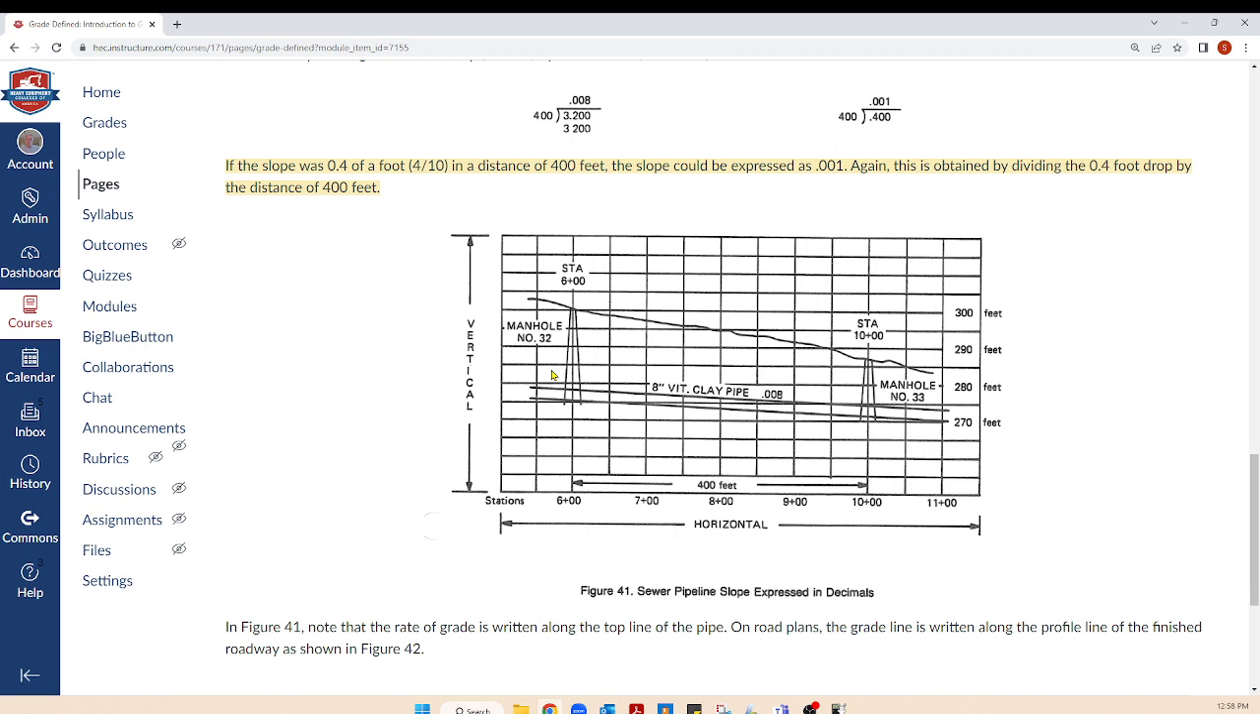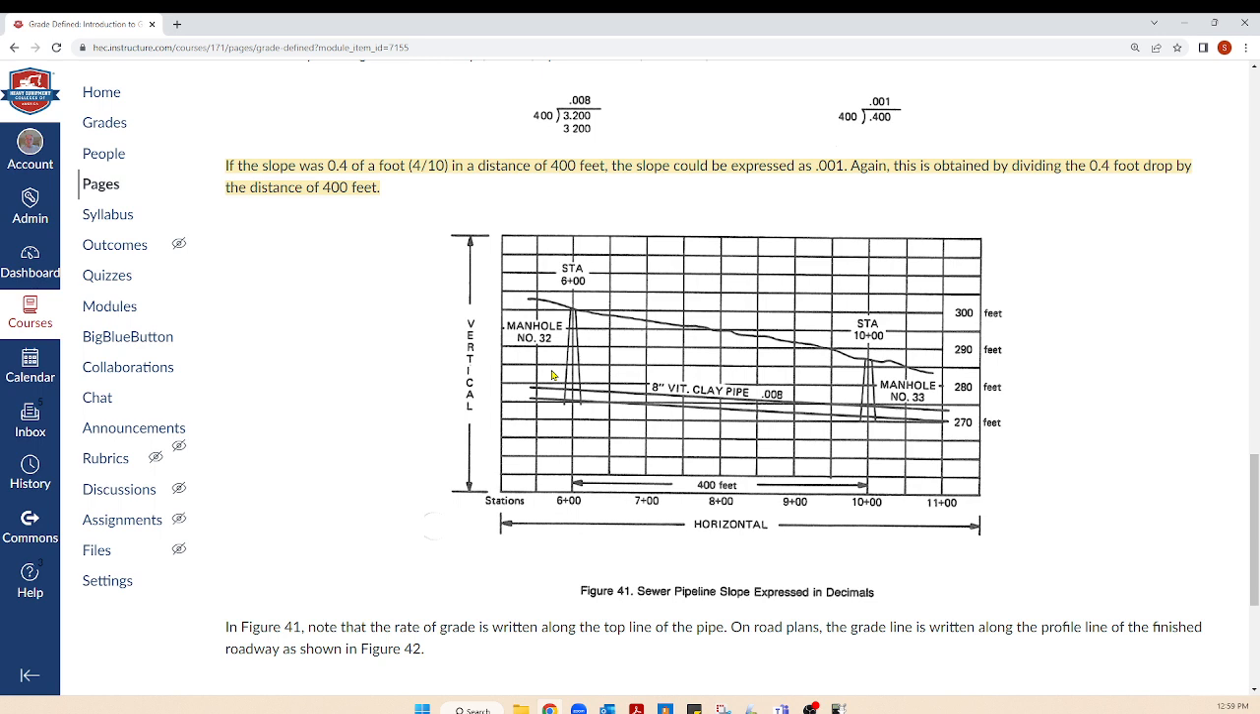If I don't know the percent grade and I know the vertical and the horizontal... And if I do know the percent grade, in this case 0.008, I don't know the vertical, but I know the horizontal is 400 feet. Unless the percent grade is 0.008, the V has to stay where it is on top.